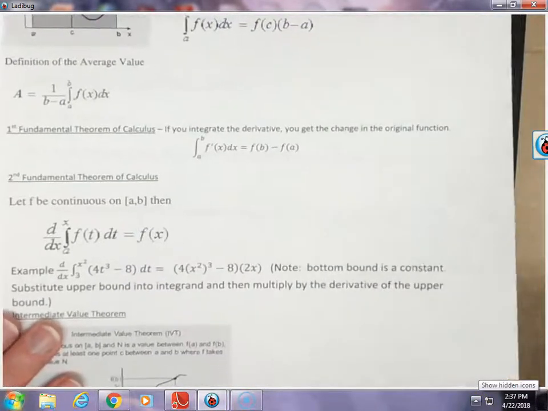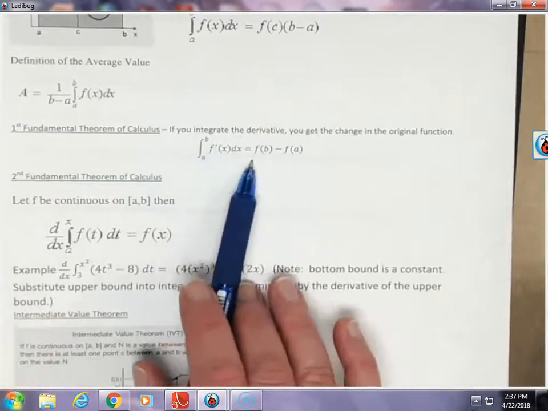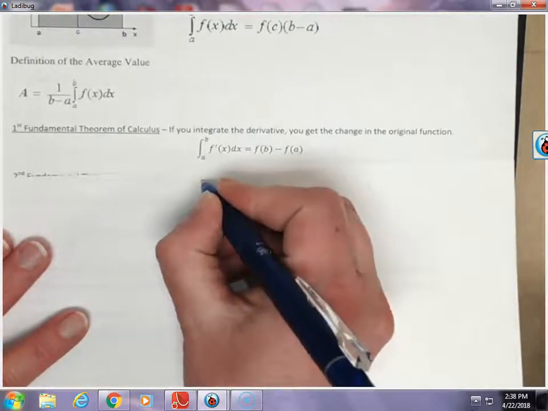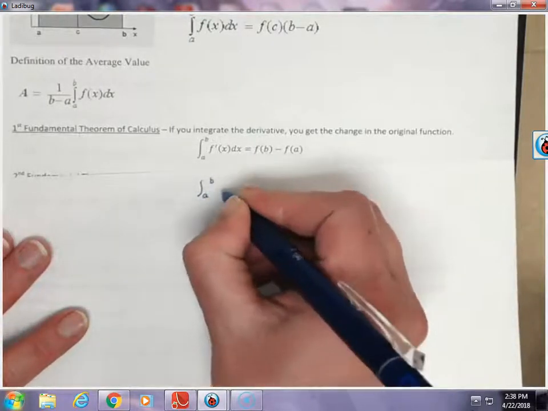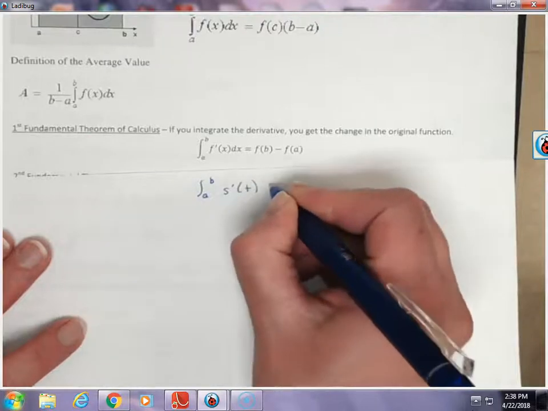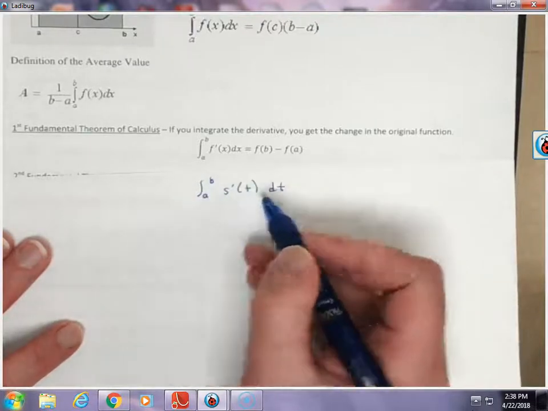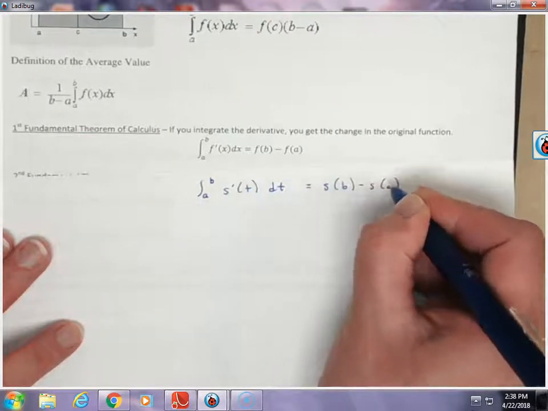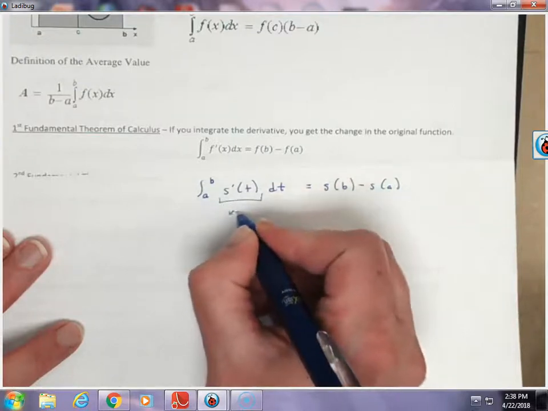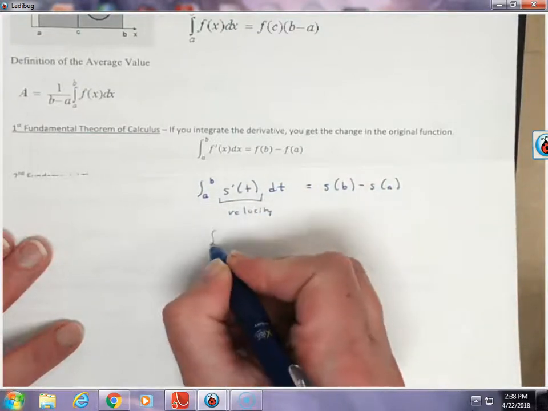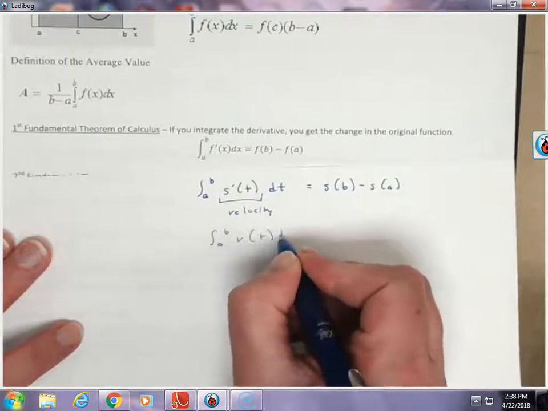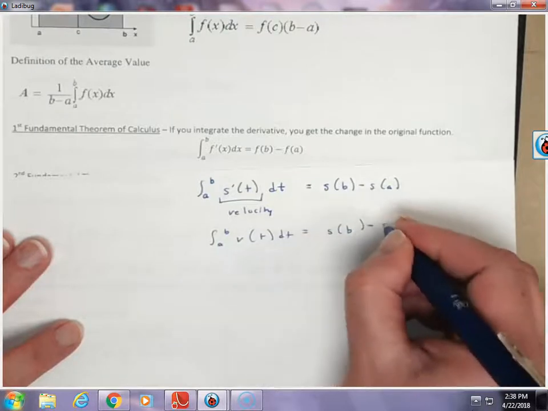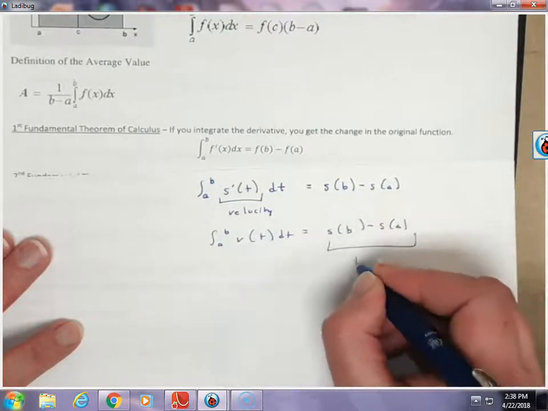The first fundamental theorem of calculus just says if you integrate the derivative, you get the change in the original function. What we use this the most for, honestly, is if you think about integrating s prime of t dt. So integrating the derivative would give you the change in the original, so s of b minus s of a. And so this is velocity. So if you integrate velocity, you get the change in the original function, being the original of the derivative, still the same thing here. And this is displacement.